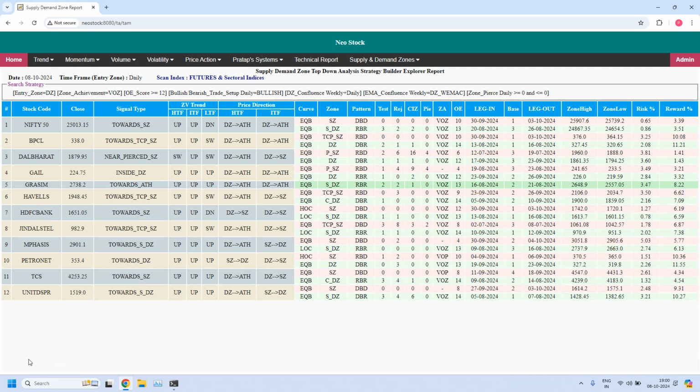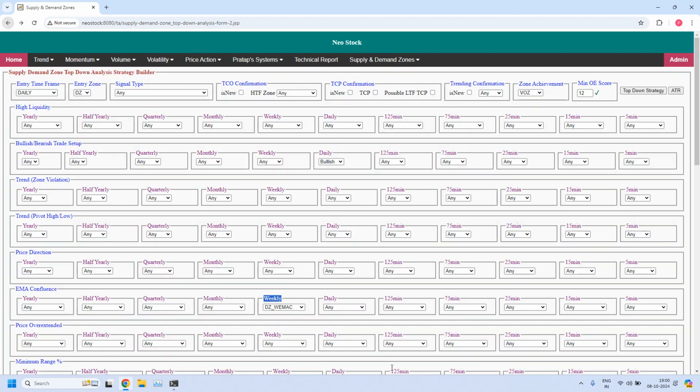Okay, fine. Next, let us look for LTF, ITF, HTF confluence. That means daily zone should be part of the weekly, daily and weekly together again part of the monthly zone. That is what LTF, ITF, HTF demand zone confluence. First I need to remove this EMA filter.